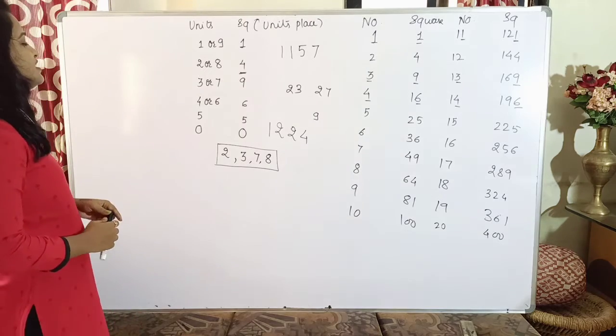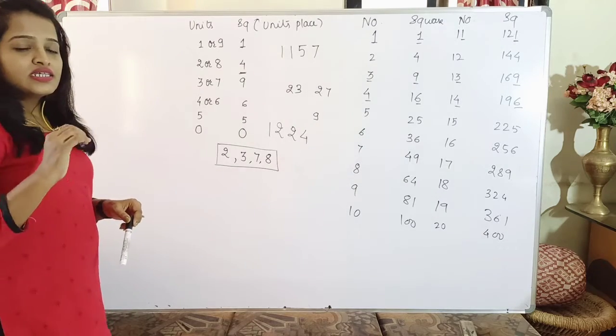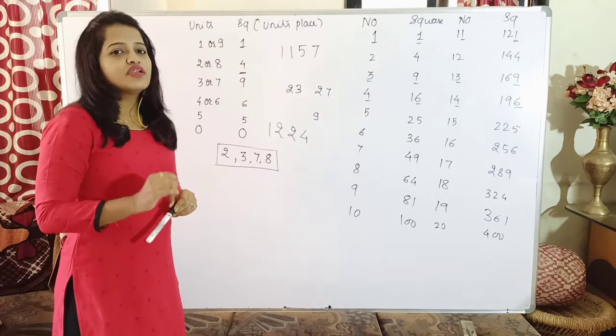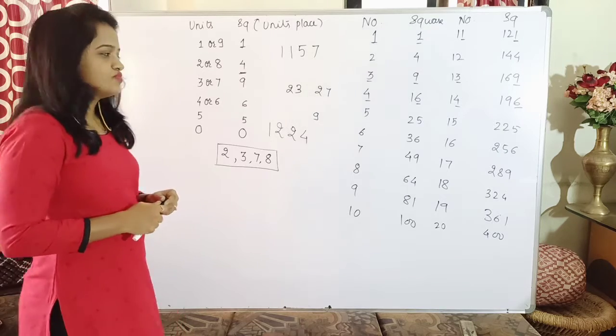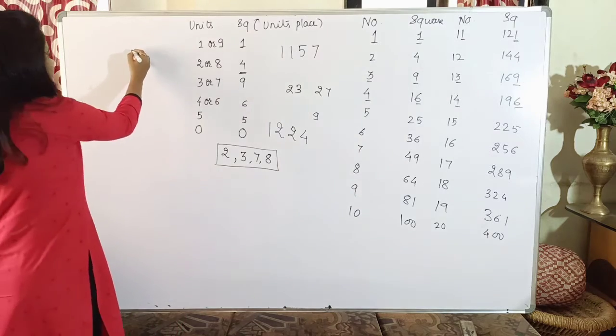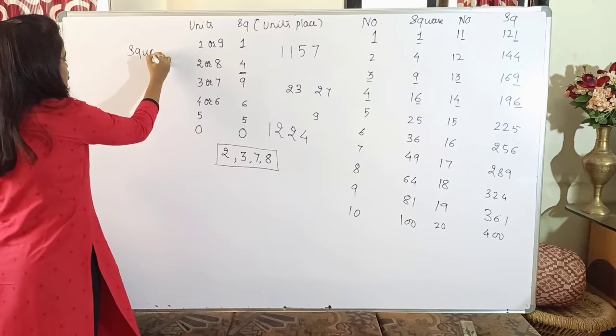The next property says square of any number is always positive. Square of any number is always positive.